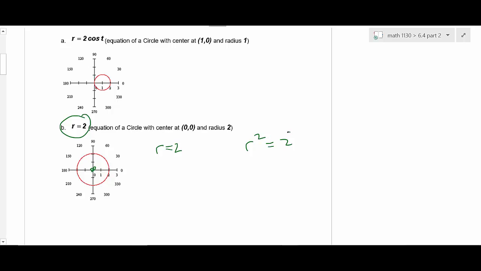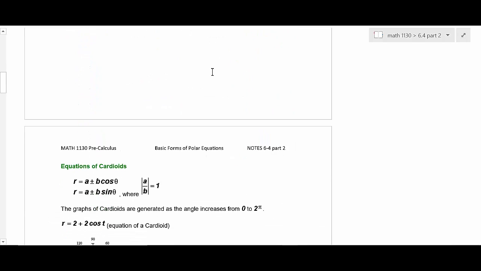If you square both sides of this equation, you get r squared equals 4, but what's r squared? What's that substitution? x squared plus y squared equals 4. Now, do you know that from earlier in the semester? I hope so. That's a circle with a center of 0, 0, and a radius of 2. So again, if you don't remember this, you can figure it out by converting it back to rectangular coordinates.